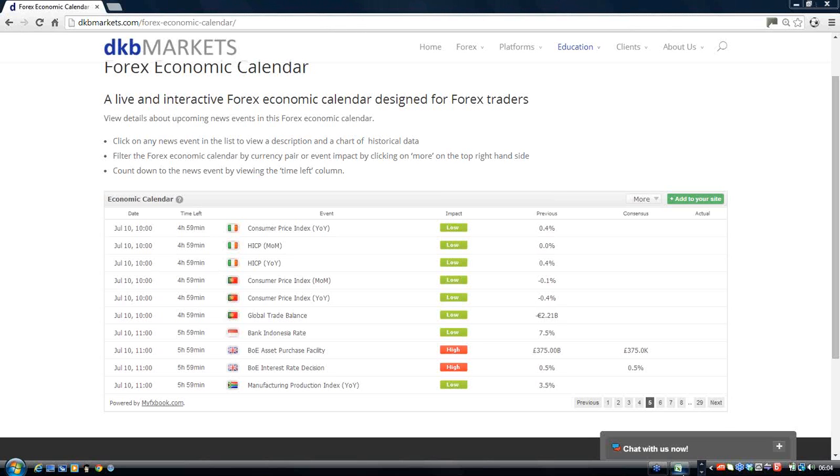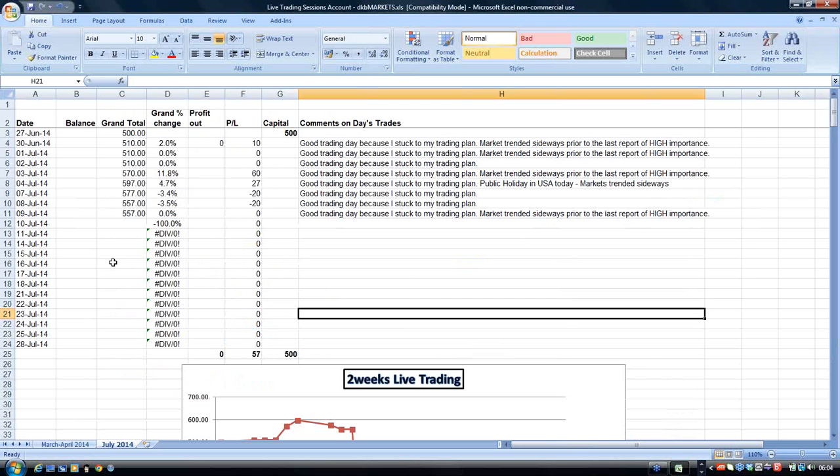Also, just to quickly recap, we should just complete our spreadsheet from yesterday. Remember yesterday we didn't trade all day, we waited for the US interest rate decision. We placed a pending sell order, but our order wasn't taken, which was then deleted at the end of the trading day. So there are no live trades placed yesterday.